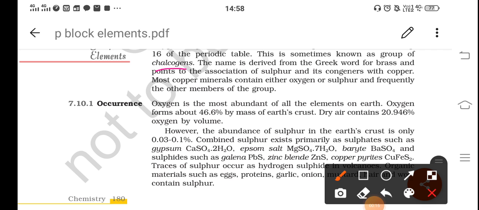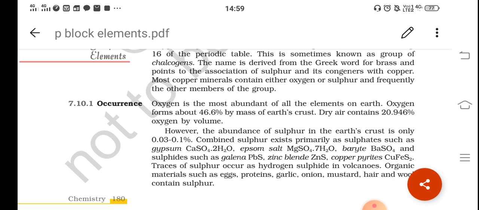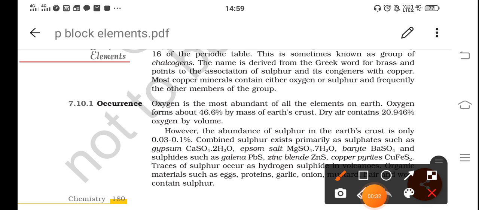Chalcogens means ore making. As they are ore making, the name is derived from a Greek word meaning brass and is associated with sulfur. It also means they form ores in the earth's crust, and this is the reason they are known as chalcogens.